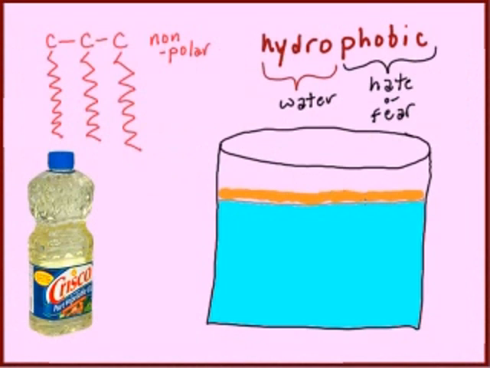And this is why substances like oils and fats don't dissolve in water, because they don't have any polar regions. They don't have any charges anywhere. So only substances that are polar, which means they have partial charges or full charges, can dissolve in water. And substances that cannot dissolve in water, we say that they are hydrophobic.